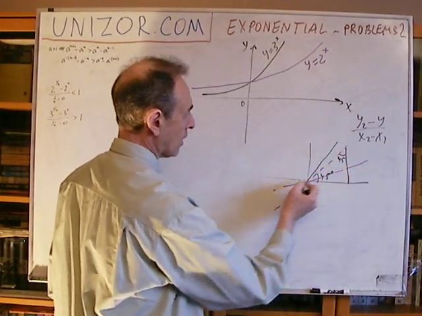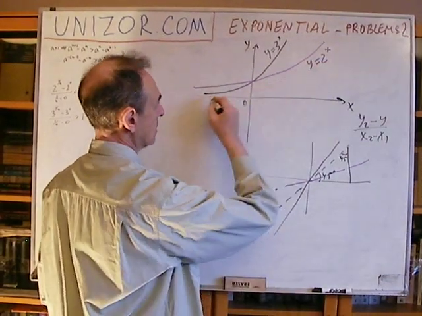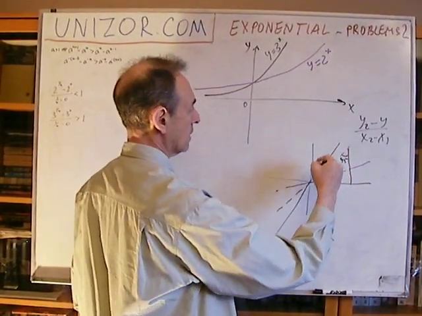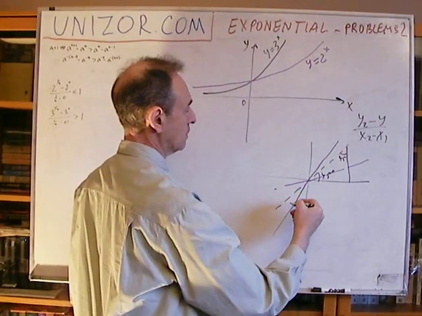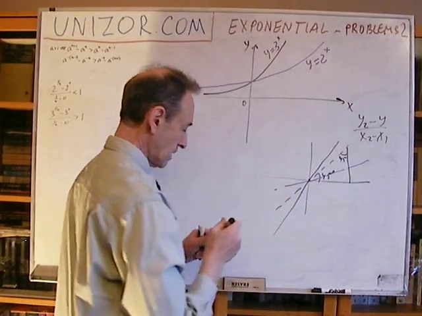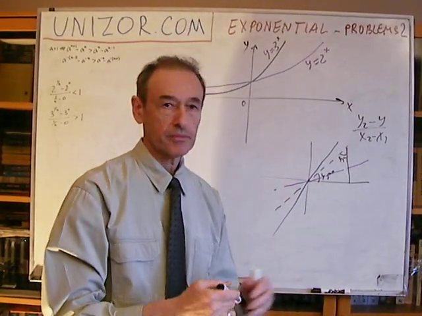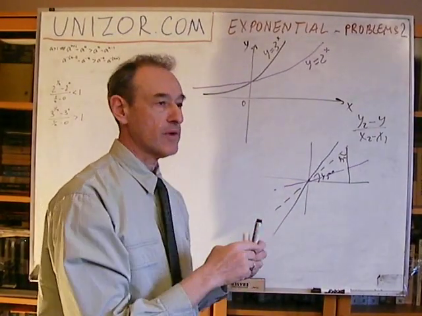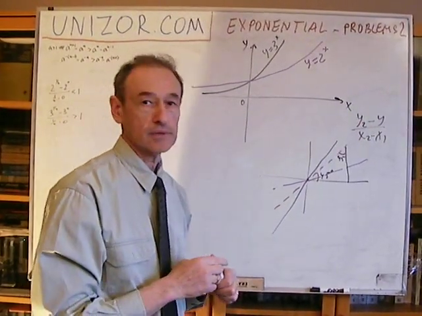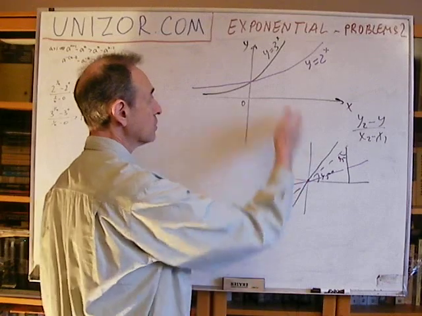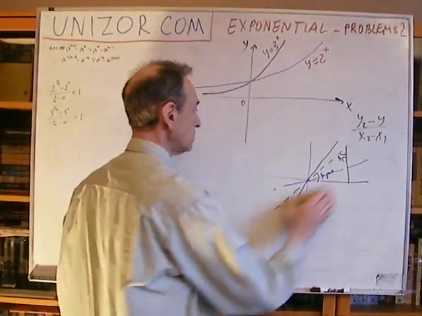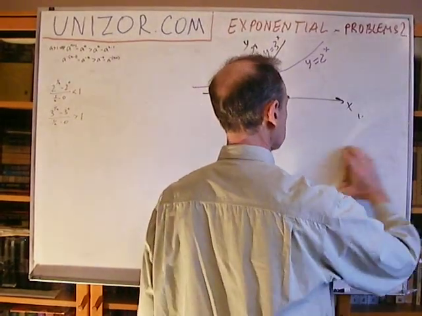Now, for 2 to the power of x, the steepness at point 0 would be less than 1, and for 3 to the power of x would be greater than 1 at point 0. So, this is my statement, that 2 to the power of x is below angle bisector at 45 degrees, and 3 to the power of x is above. Okay, now let's try to prove it.